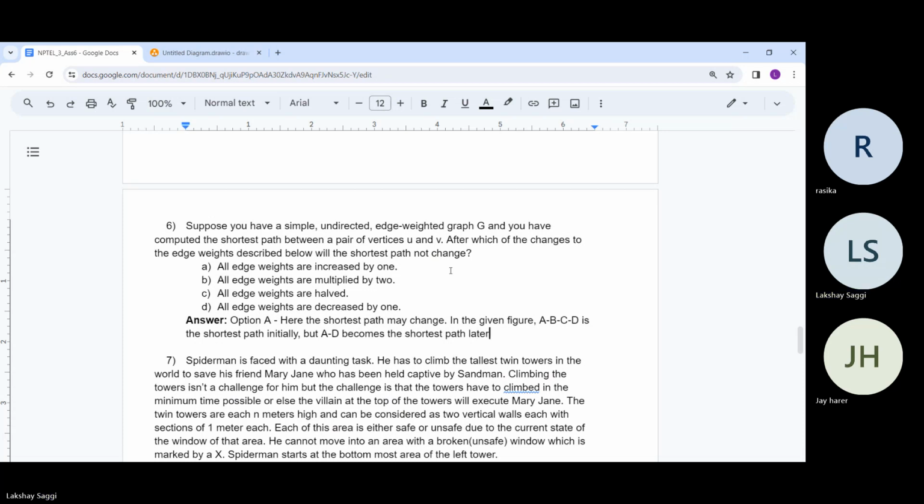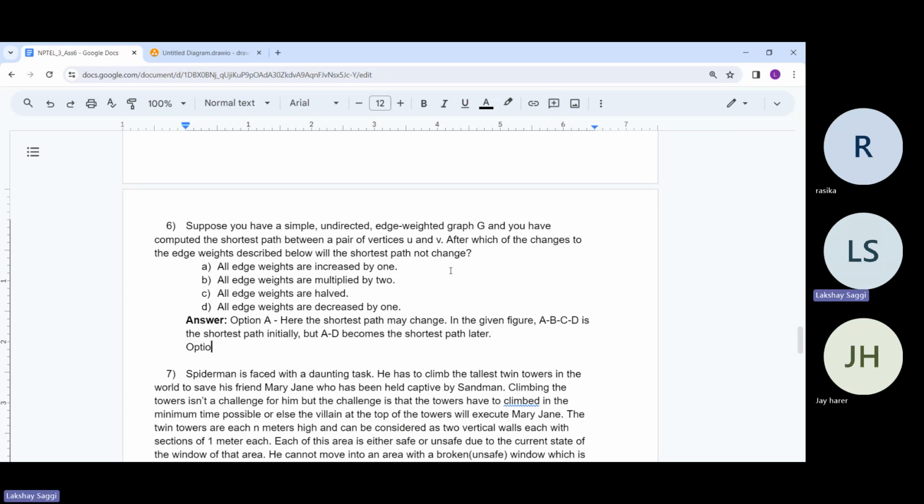So yeah. Now option B is: all edge weights are multiplied by 2. So if all edge weights are multiplied by 2, will the shortest path change or not?